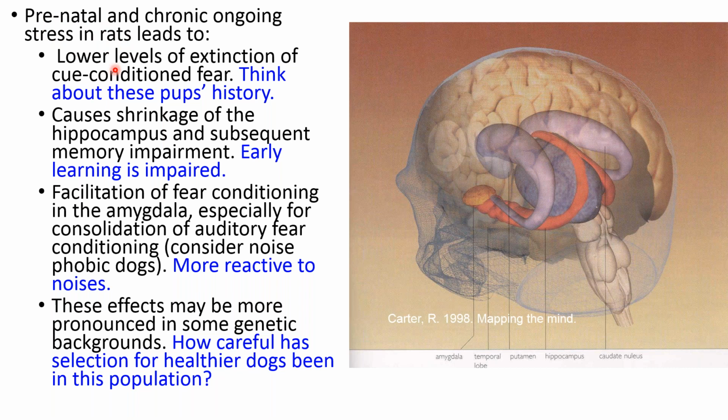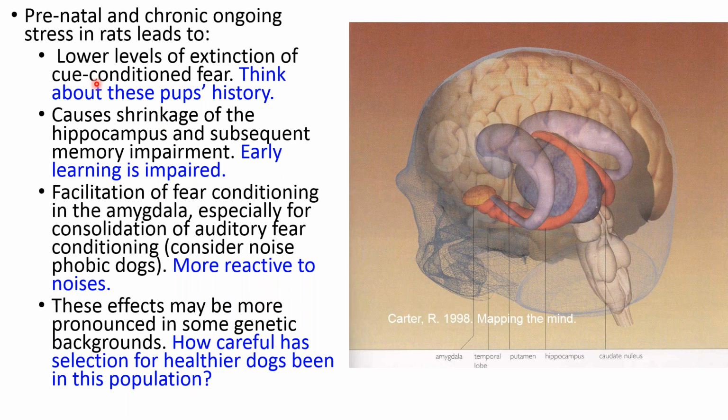So I want you to think about the history of commercially raised pups, or pups who were born in situations where the mom is homeless, or the mom is in a shelter, or the mom was caught in a natural disaster. So I want you to think about what cue-conditioned fear is. A stranger, a noise, a sound like the wind, some tactile circumstance like the water rising. So think about these puppies' history.